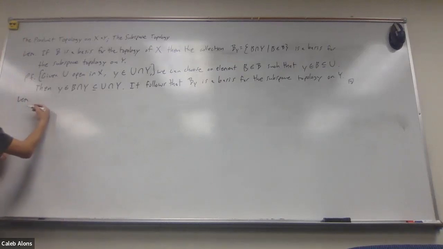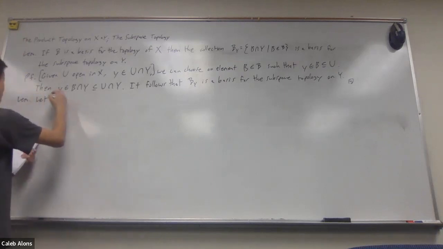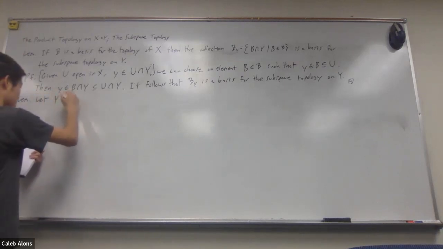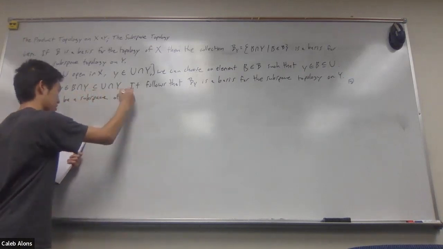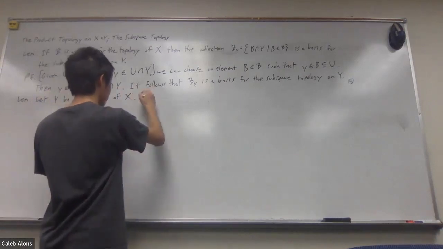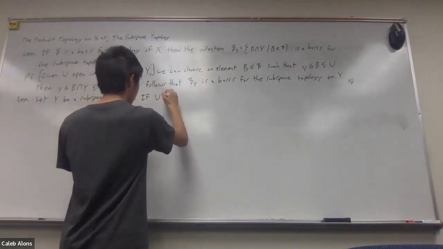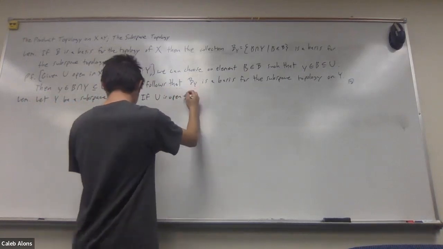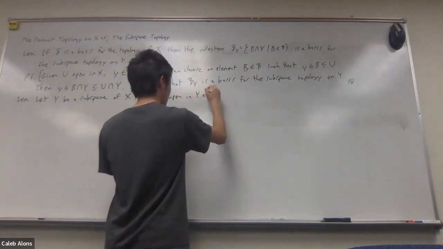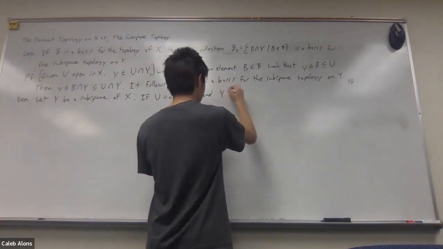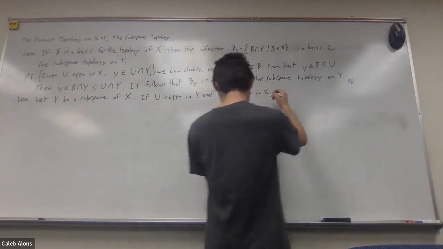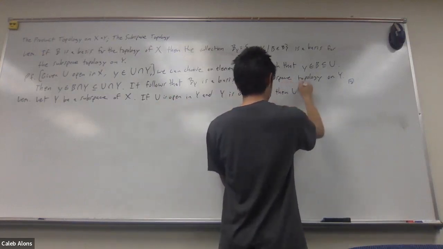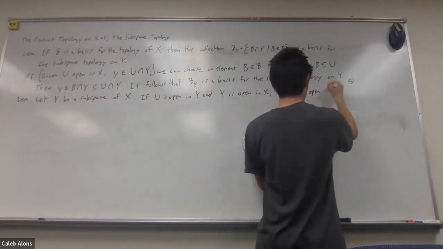Okay, and then the other one, this one's a little bit more important in my opinion: let Y be a subspace of X. So if we have U is open in Y, and Y, the subset, is one of the open sets of X, so it's open in X, then U is also open in X.